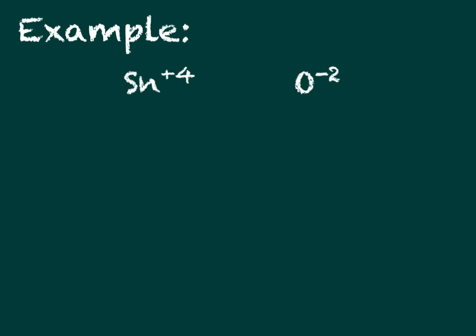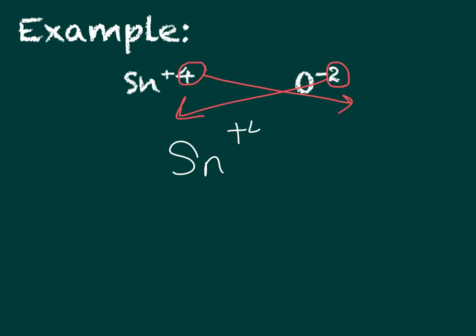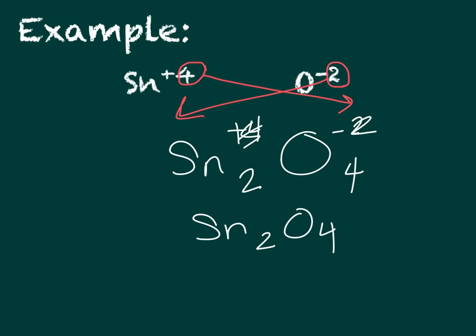Since we already have the symbols written, what we want to do is crisscross our charge numbers only. So I'm going to cross the 4 over to the oxide and the 2 over to the tin. And when I do that, I get Sn with a +4 charge with a subscript of 2, and oxide with a -2 charge with a subscript of 4. Next, I'm going to get rid of my charges. So I'm going to be left with Sn2O4.